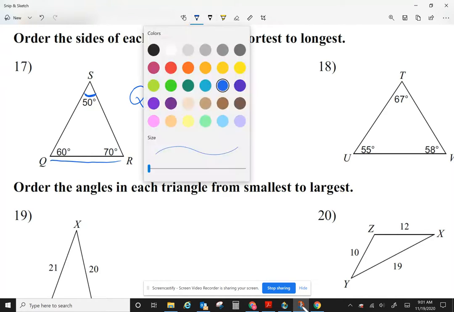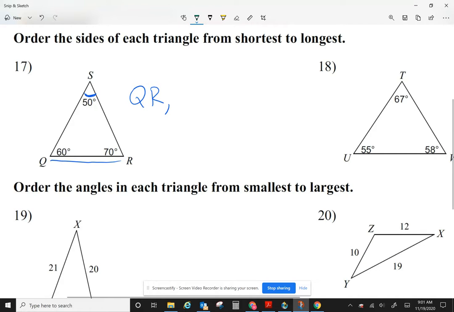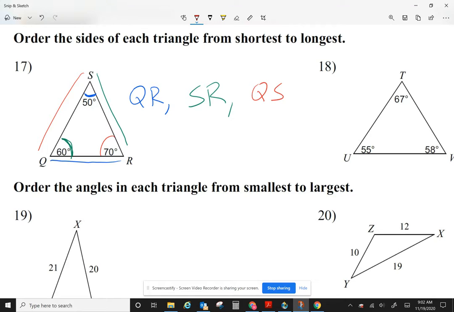Then the mediums, after 50, I go to 60. And I'm going to say the medium side, in this case, because it's opposite, the medium side is opposite from the medium angle. So I'm going to say the side that is medium, I'm going to use those two letters, S and R, in any order. You can call it SR or you can call it RS. And then the biggest angle is 70. That means the biggest side is QS.